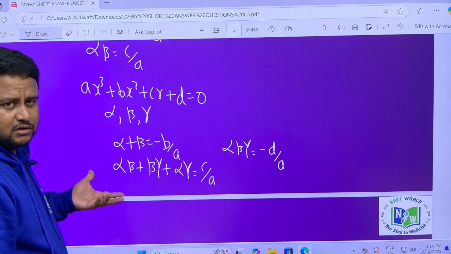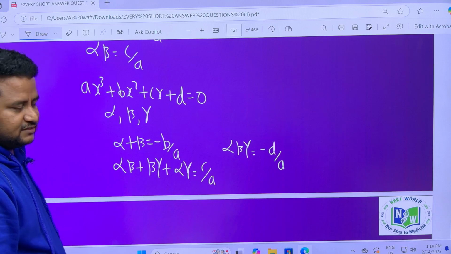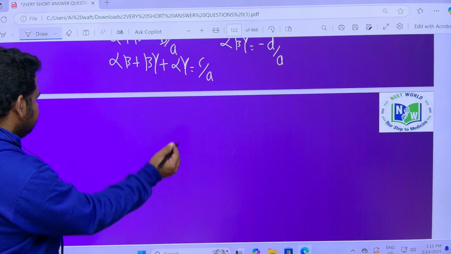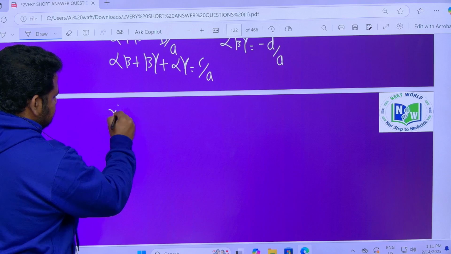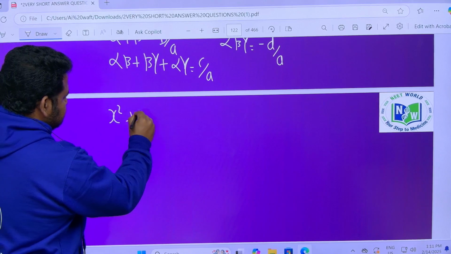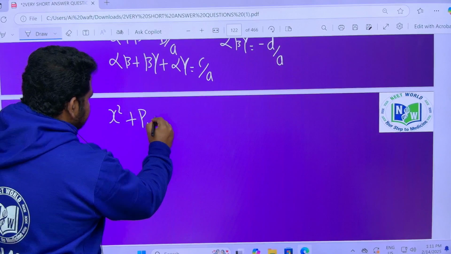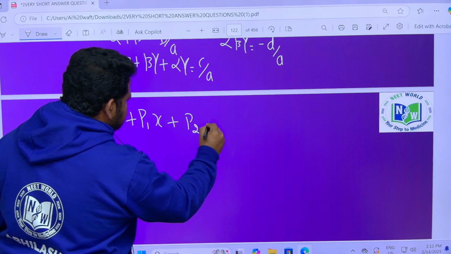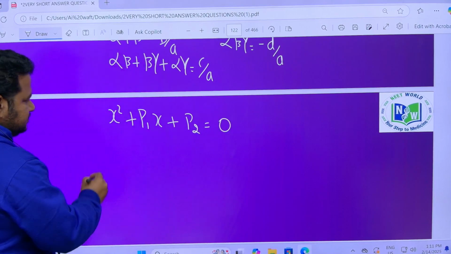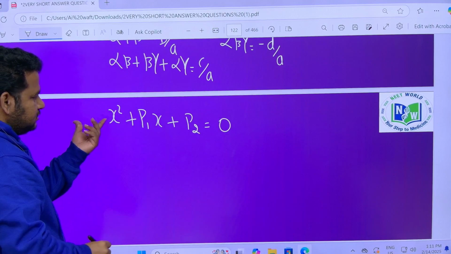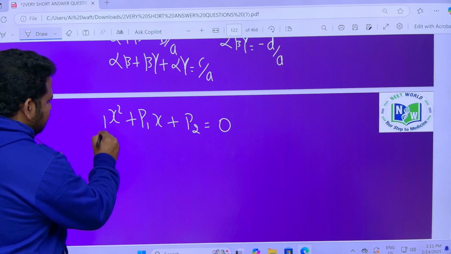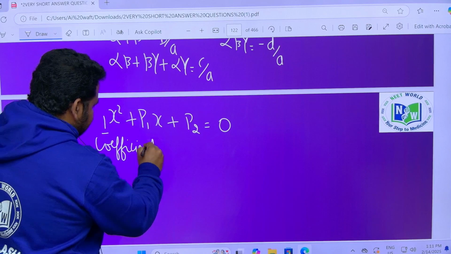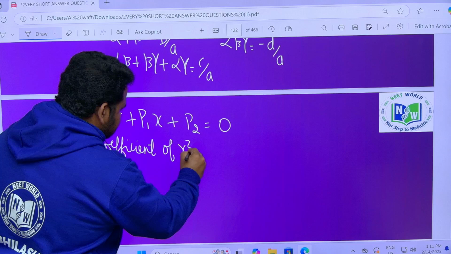Similarly, you can find even for biquadratic, that is where the power of x is 4. Another form which they give, which is to be learnt, is x square plus p1 x plus p2 is equal to 0. If this is the equation, in such an equation be careful that the coefficient of x square should always be made equal to 1.